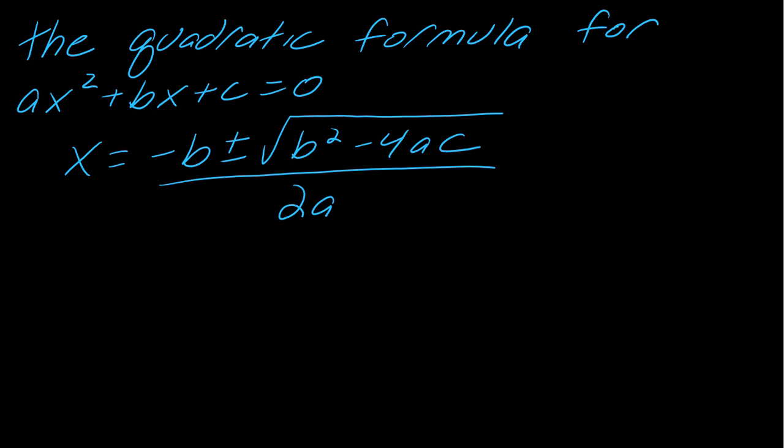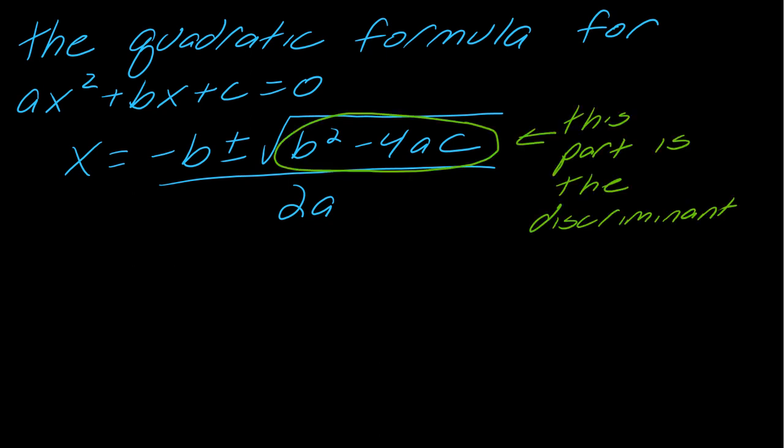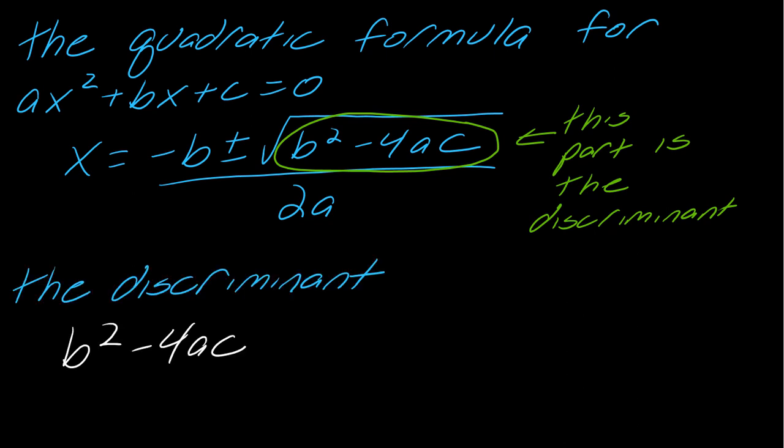Okay, so the discriminant has to do with the quadratic formula. This part right here is the discriminant. That's what we refer to. It's literally the thing under the square root in the quadratic formula. So just to be nice and clear, the discriminant is b squared minus 4ac. You don't even really have to remember it, as long as you remember it's that thing under the square root in the quadratic formula. That's really how I remember it.